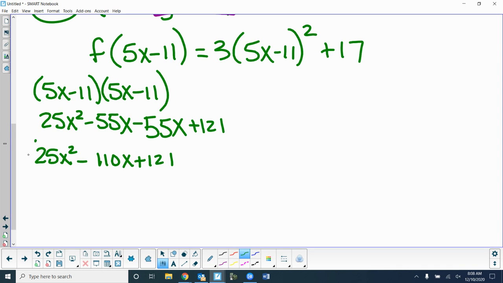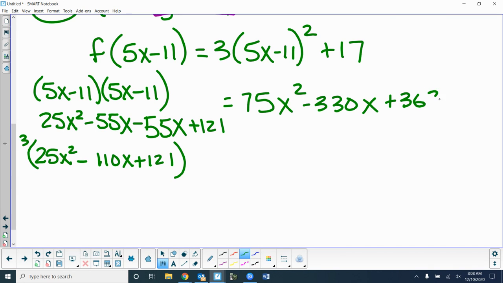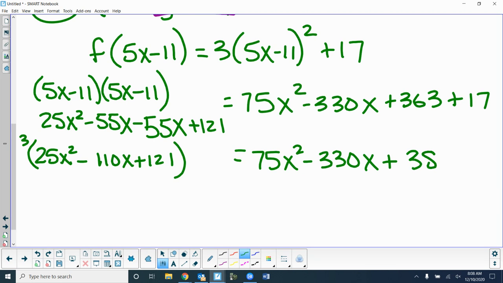But what's in front? The 3, right? So I got to distribute a 3 now. Okay? So 3 times 25 is 75. And 3 times 110 is 330. And 3 times 121 is 363. Plus. And don't forget, there's that 17 there too. So the final answer is 75x squared minus 330x plus 380.